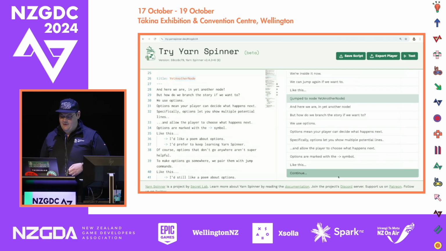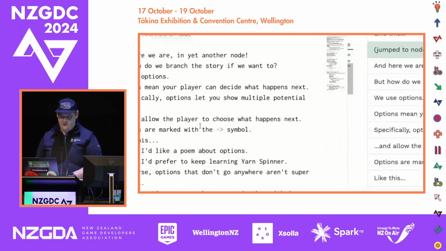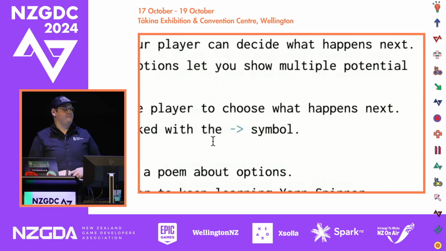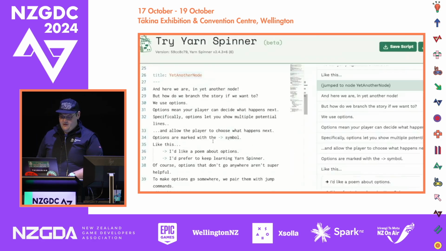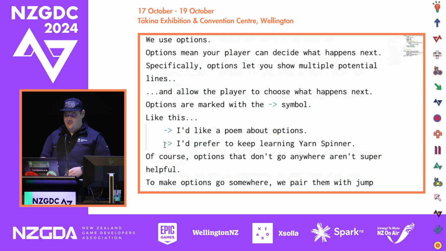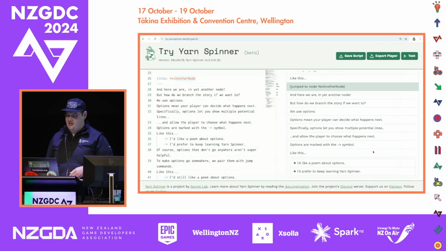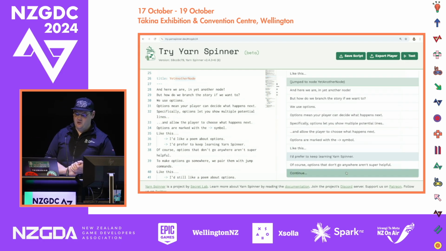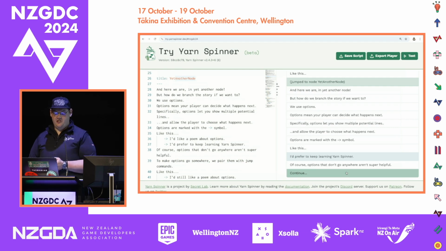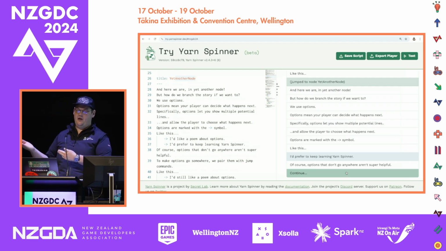In YarnSpinner, you let people choose things with a little symbol we call the option, which is just a dash, another arrow, and that way you can provide options. So here we are, two options. I'd like a poem about options, or I'd prefer to keep learning YarnSpinner. And because these are also just lines, they get delivered over here. So now if I pick one of these, I'd prefer to keep learning YarnSpinner. Nothing actually happens because we haven't told it to do anything. So this option gets presented, and then YarnSpinner just continues after the option because we didn't do anything inside that option.